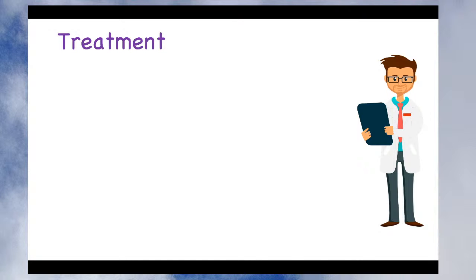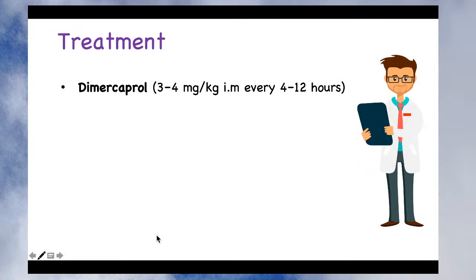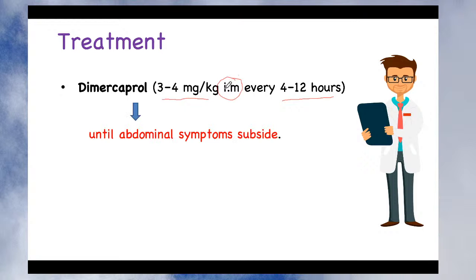Let's see what the treatment is and how we can treat the patient suffering from arsenic poisoning. You can start the treatment with dimercaprol. Dimercaprol you can give 3 to 4 milligram per kg intramuscular every 4 to 12 hours. Okay, so dimercaprol 3 to 4 milligram per kg. The dose is given intramuscularly, every 4 to 12 hours until abdominal symptoms subside.